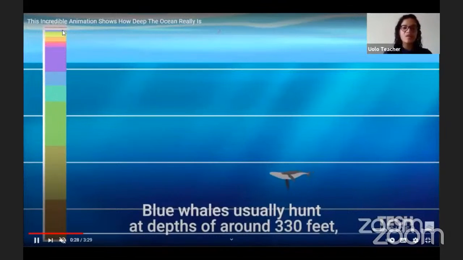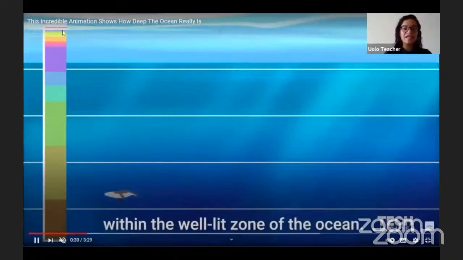That is within the well lit area of the ocean. What do you mean by well lit? Where the sunlight can reach. If sunlight enters the water, you can still see the sunlight. It's still quite bright enough and animals can see each other. Even if we go there, we'll be able to see. Why? Because it's well lit. Well lit means it's quite bright.